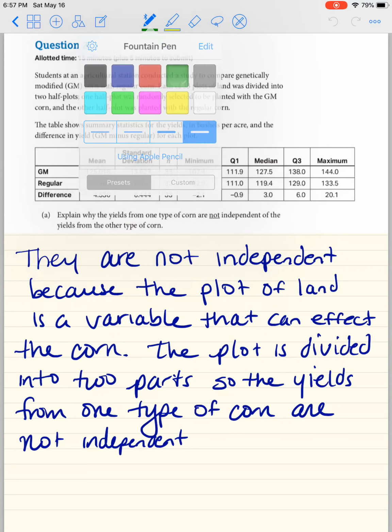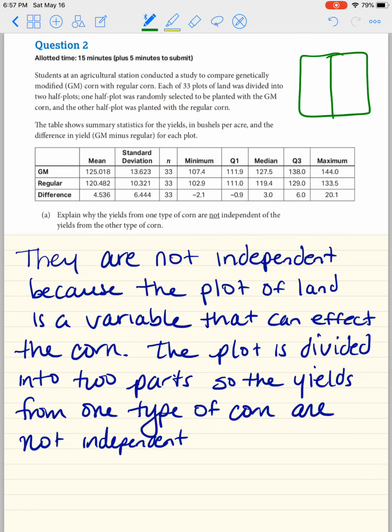Okay, so basically what you have here is one plot, and you're going to get the regular corn and the genetically modified corn. Each of the 33 plots of land was divided into 2 half plots. One half plot was randomly selected to be planted with GM, and the other one was regular corn. Here is your table. One thing I want you guys to see is this third column that says difference. Anytime you see that in a chart, that means it's a matched pair test. They matched up each of the corn and did their statistics, and this is what they gave you.